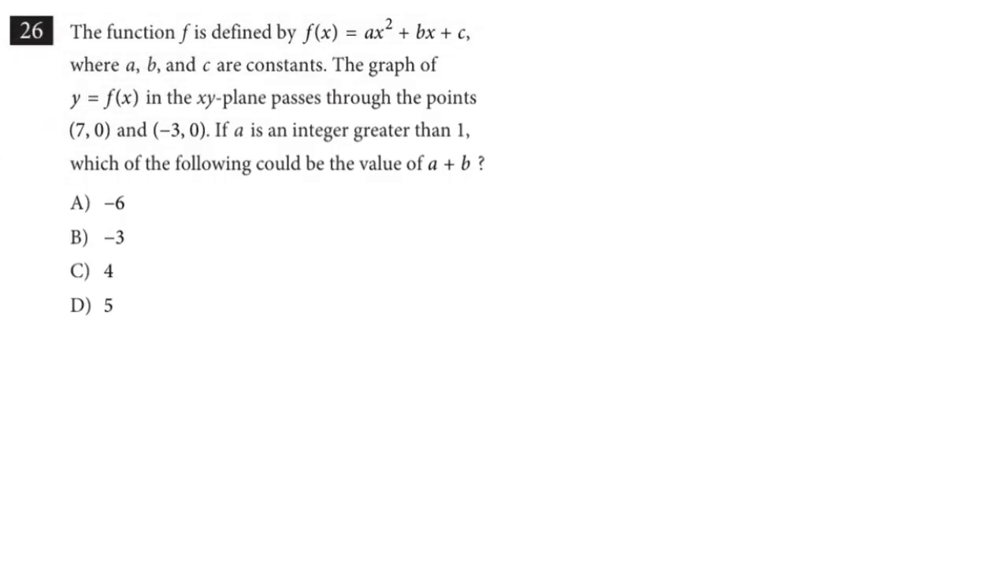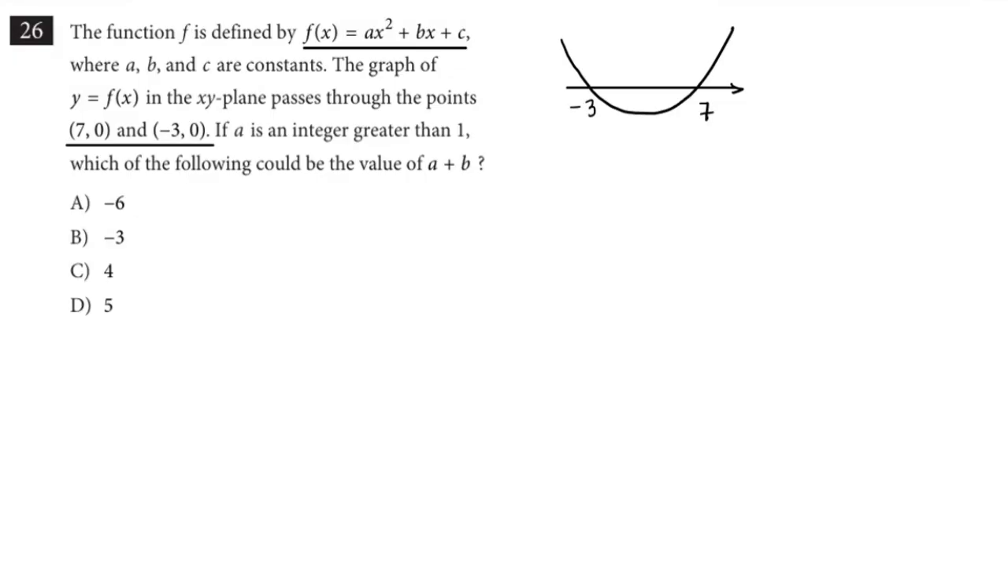Question 26. The function f is defined by f of x equals ax squared plus bx plus c. So this is a standard quadratic function where a, b, and c are constants. The graph of y equals f of x in the xy-plane passes through the points 7, 0 and minus 3, 0. What do you observe about these points? These are on the x-axis. So the points where any graph intersects the x-axis are the solutions to the equation. So I know that this is going to be 7 and this is a negative 3.